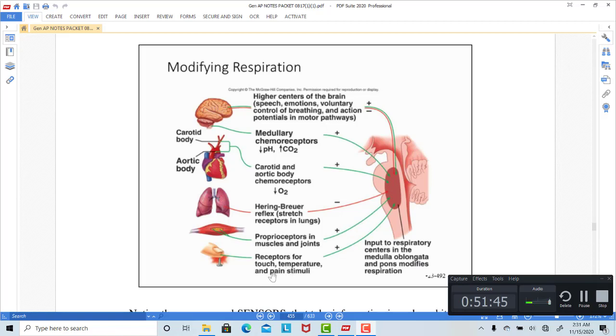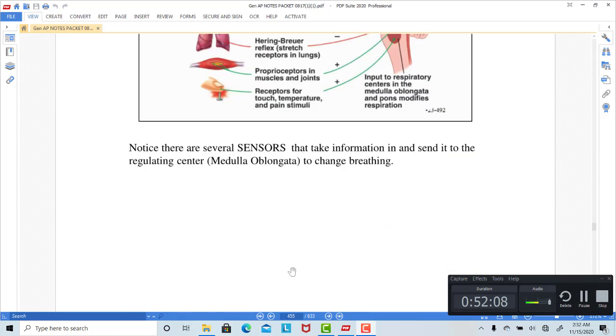And then touch, temperature, and pain. If you touch something that is painful or hot, you're going to increase the respiratory rate because it's just a protective mechanism, making sure we're getting enough oxygen if the body's under stress due to pain or heat. So all these things are factors that affect the respiratory rate. Again, 12 to 20 breaths per minute is the normal respiratory rate.